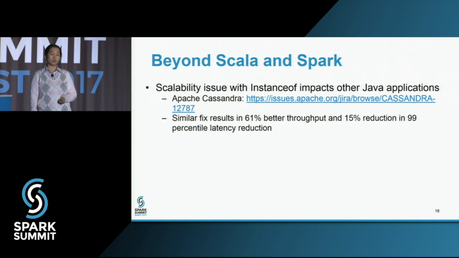61% better throughput and 15% reduction in the 99 percentile latency. 99 percentile latency is really the focus area, right? Nobody really cares about the average latency. Big companies always care about 95%, 99%. That's the area you want to improve. You want all your customers to be satisfied, not the average number of customers to be satisfied.